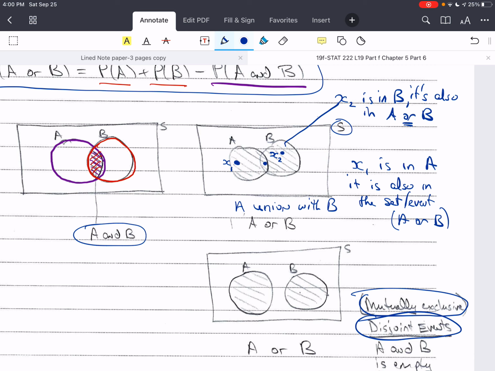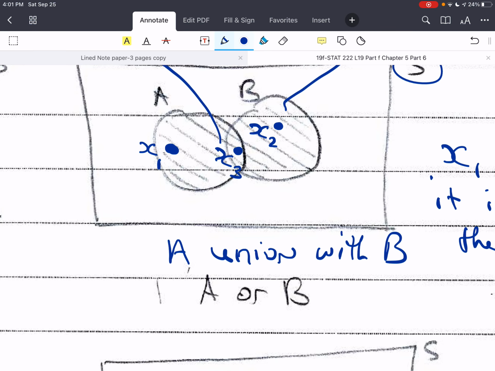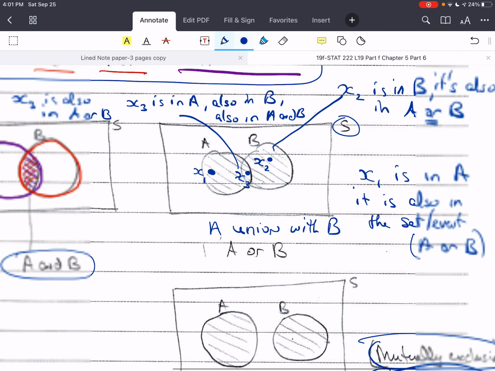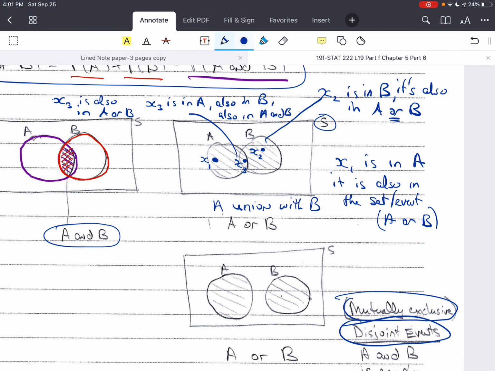So in this case, if I have a point x3, then x3 is in A, also in B, also in A and B. X3 is also in A or B. So it's in A, it's in B, it's in A and B, the intersection. It's also in A or B because it's in the shaded region. Okay? So this is the union of A with B, or the union of two events.